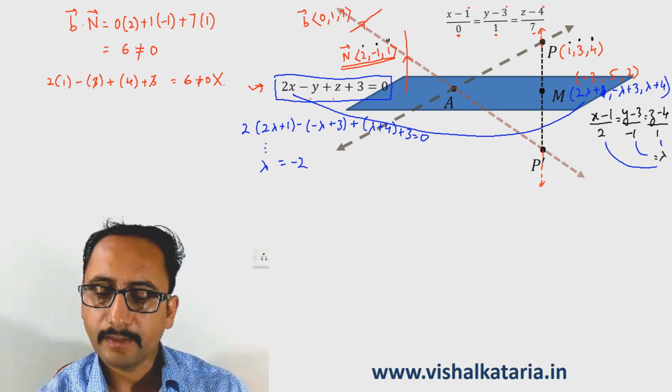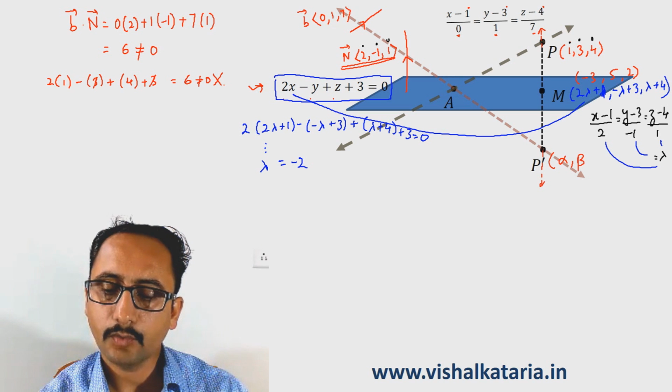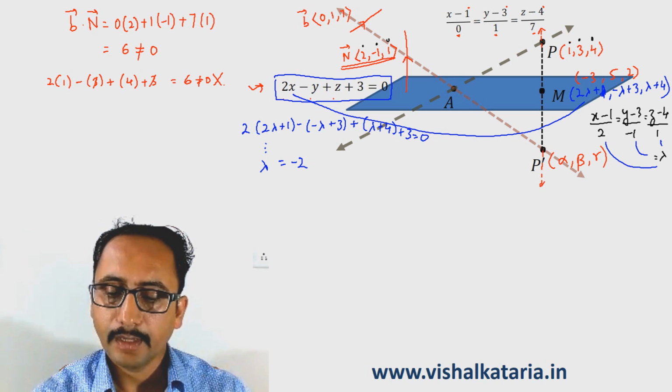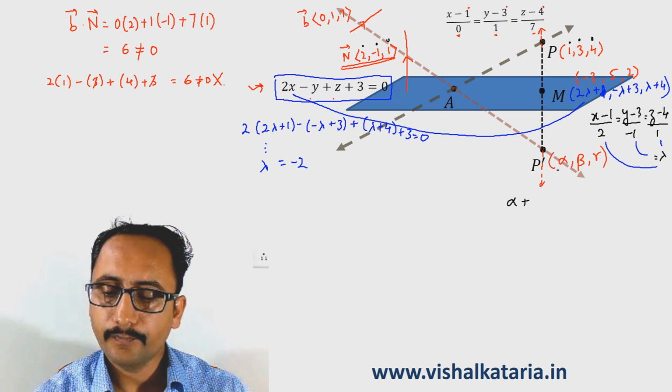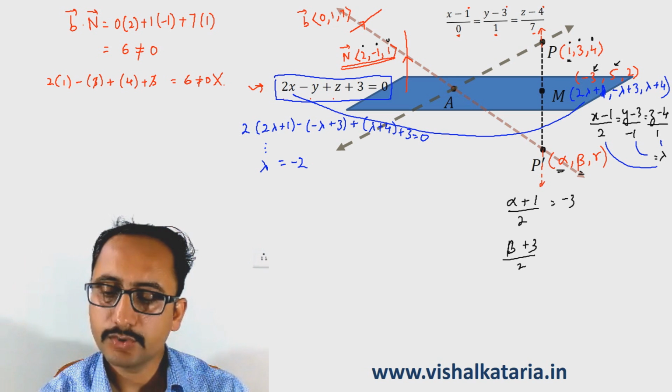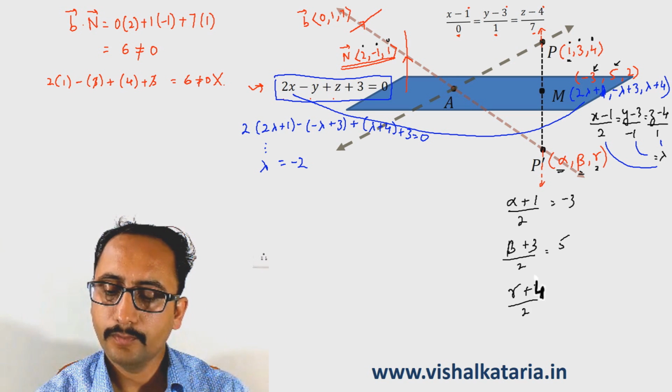2. Using the midpoint formula, I can find the coordinates of P dash. Let the coordinates be alpha, beta, gamma, and using the midpoint formula, I know that (alpha plus 1) upon 2 has to be equal to minus 3, (beta plus 3) upon 2 has to be equal to 5, (gamma plus 4) upon 2 has to be equal to 2.